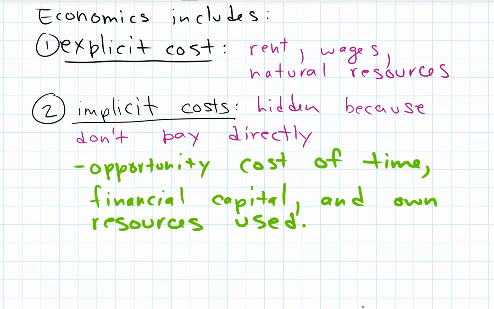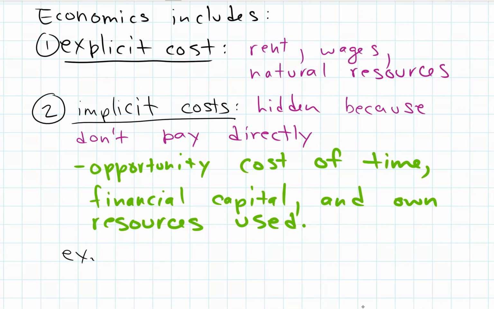And also, suppose you had your own building, and before you were renting it out, but now you're going to start a restaurant, so you're going to use your own building for the restaurant. Again, this has an opportunity cost of using it, so economists will definitely consider that. So that's just some examples.